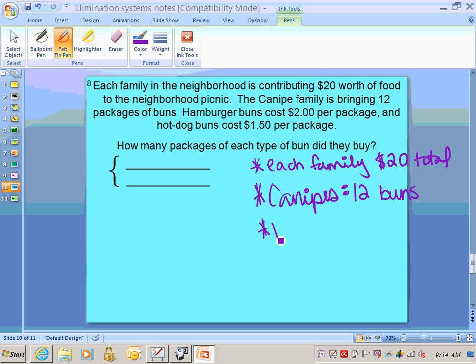Hamburger buns cost $2 per pack, right? And we know the hot dog buns are going to be $1.50 per pack.